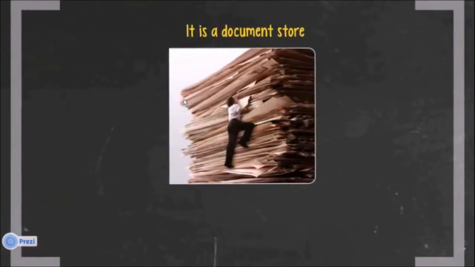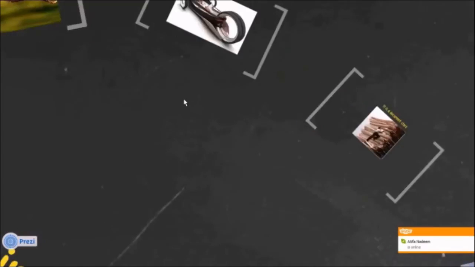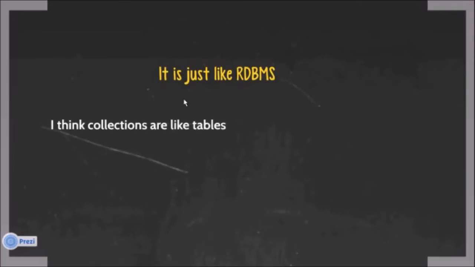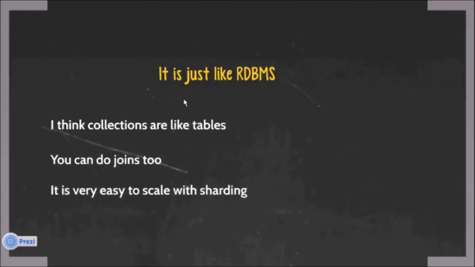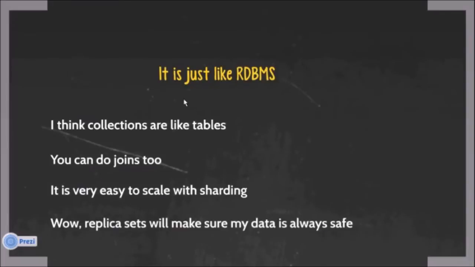it is a document store, so it can accept any kind of data, there is no fixed schema associated with it, it is a schemaless database. And then it is almost like an RDBMS. You can use collections instead of tables. You can even use references to simulate joins, and it is very easy to scale with sharding. Another advantage is that MongoDB provides replica sets which can back up your data while you're running your application.